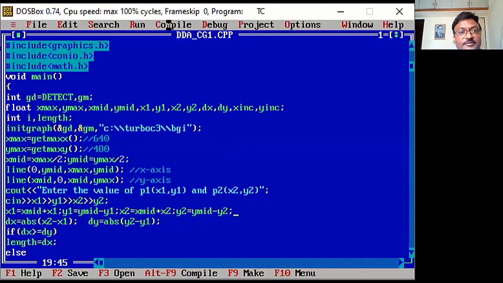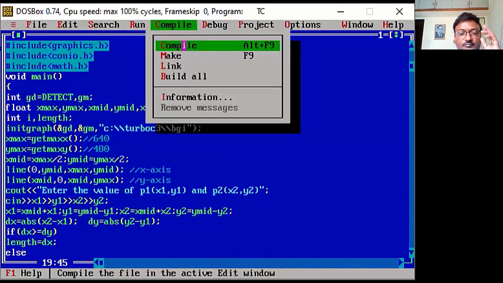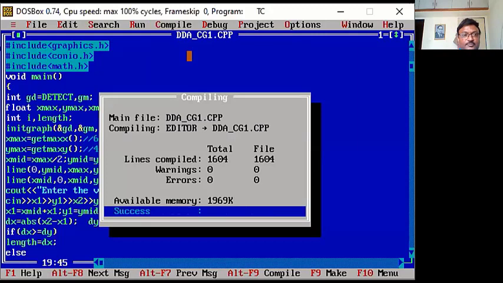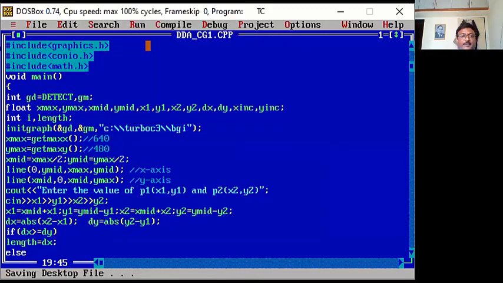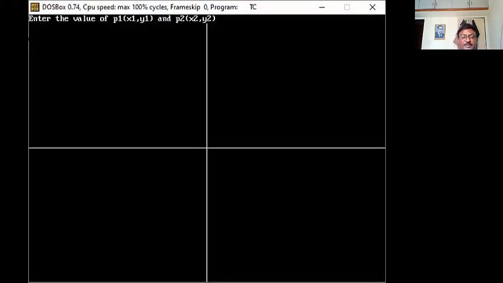Now compile this, then execute it. See, the user can understand, yes, this is the quadrant. So the user has the freedom to enter a minus value also. Suppose I am using minus 50, 80, and minus 90, because I can enter any value.